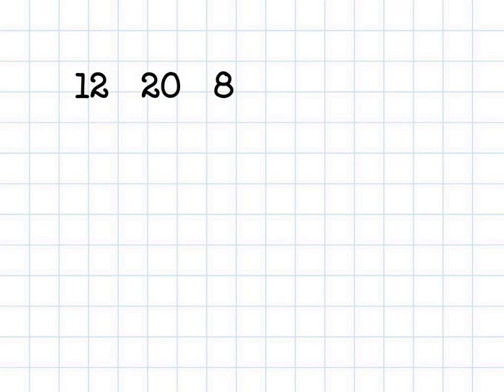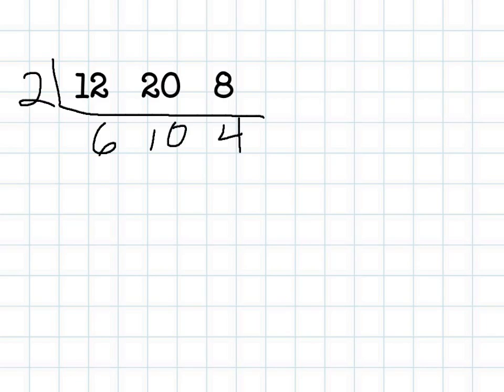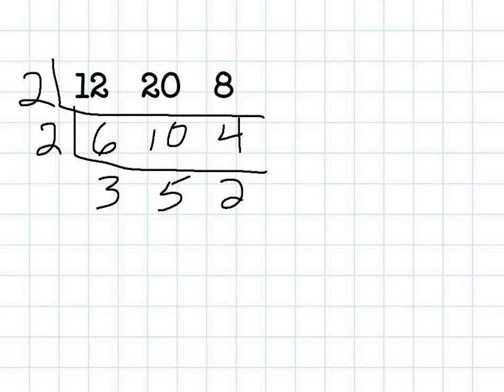Okay, now we're going to do a factor ladder with 3 numbers. This one is pretty simple, but there are others that are a little more complicated. So let's find a prime number that goes into 12, 20, and 8. Well, the prime number that goes into all of them is 2 because they're all even numbers. 2 goes into 12 6 times, 2 goes into 20 10 times, 2 goes into 8 4 times. Is there another prime number that will go into all 3 of them? And the answer is yes. They're all even still, so they can be divided by 2. 2 goes into 6 3 times, 2 goes into 10 5 times, 2 goes into 4 2 times. Now, is there anything that goes into 3, 5, and 2 besides 1? And again, the answer is no.